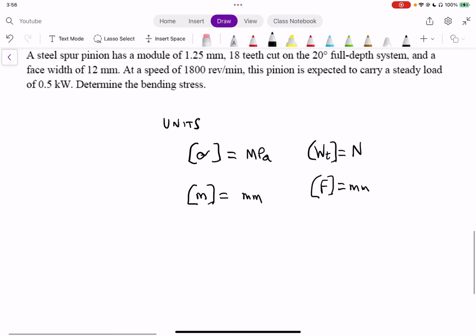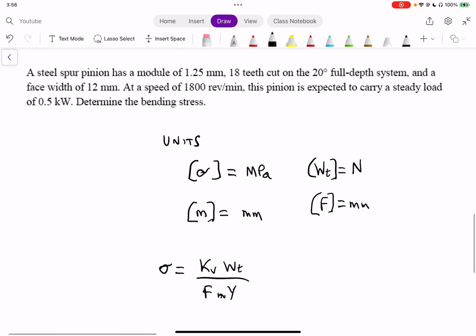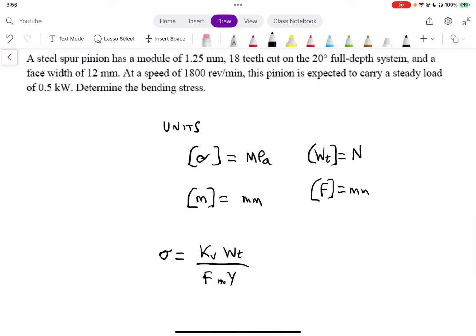Okay, and the equation for SI units is slightly different. We have sigma is equal to Kv times Wt over F times module times Y. And again, the module is at the bottom now because it's the inverse of K, and they're slightly different units. So based on the problem, I'll leave the problem on the top here. We have that F is equal to 12 millimeters. We have that m, or the module, is equal to 1.25 millimeters.